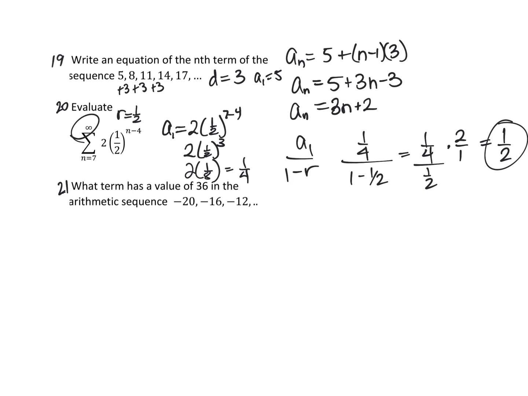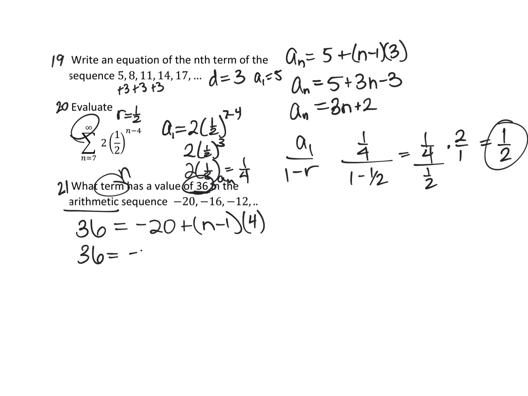What term has a value of 36? So that means the term is 36, that's my an, of the arithmetic sequence. My a1 is negative 20 plus n minus 1, I don't know n, so what term means I'm finding n. The value is your an. Negative 20 plus 4 is negative 16, plus 4 is negative 12, so my d is 4. So 36 equals negative 20 plus 4n minus 4. That's 4n minus 24.